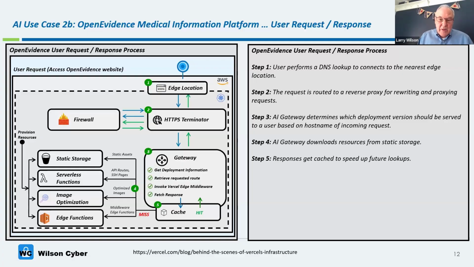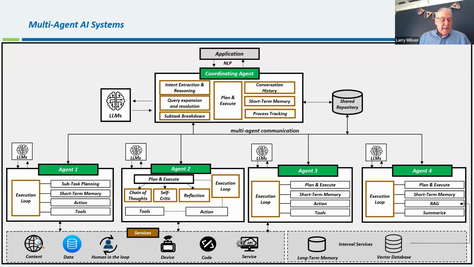The AI gateway downloads the resources from the static storage. You can see the static storage on the left with serverless functions, image optimization, edge functions. All those capabilities are fed to the gateway. And the responses get cached to speed up future lookups. So those are examples of large language models.